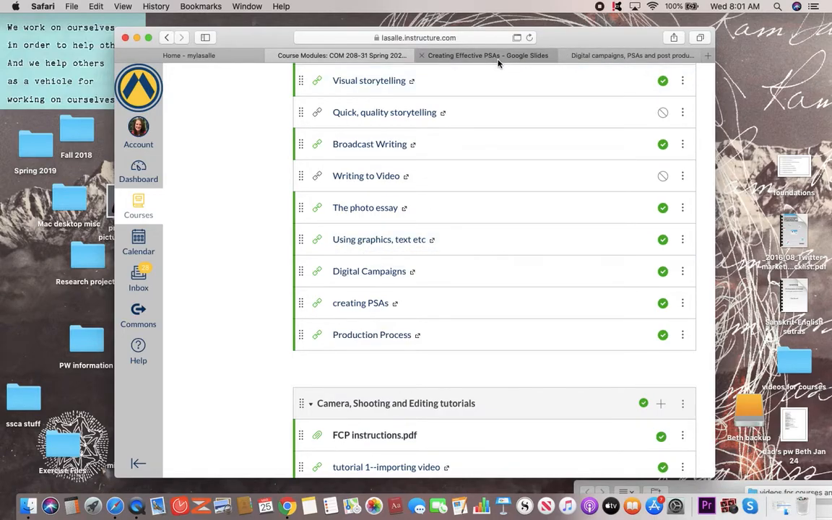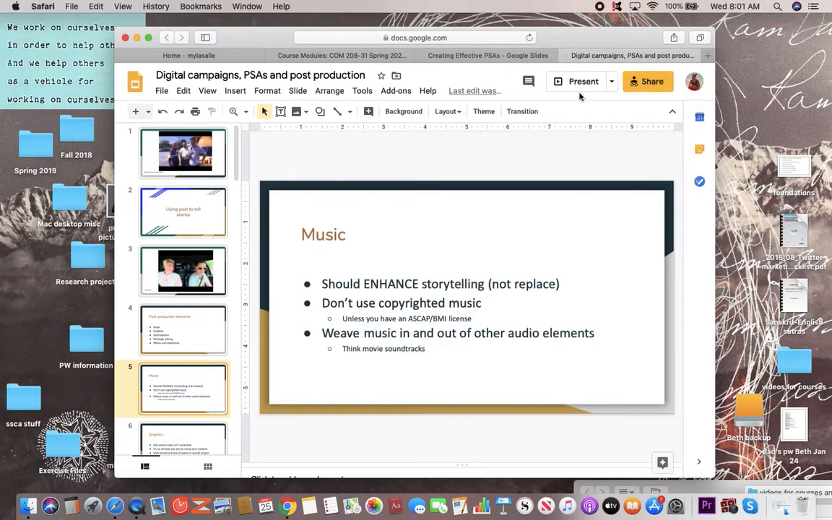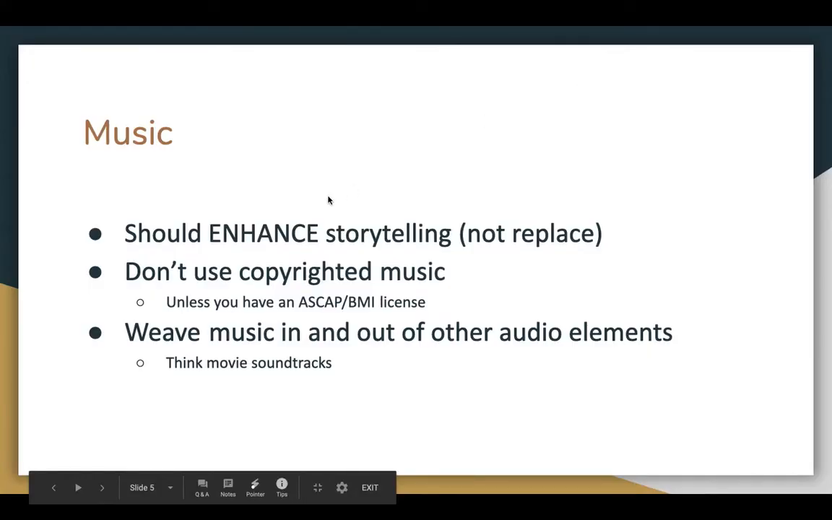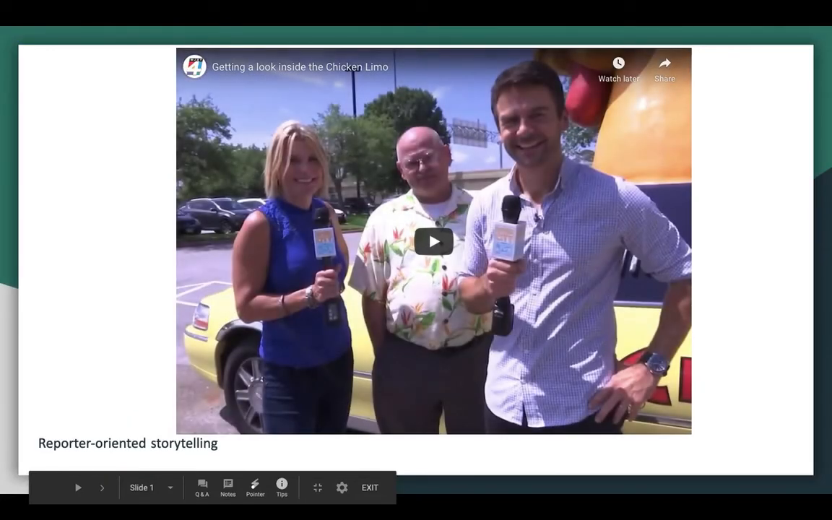Again, whoops. So I need to start at the beginning. So I would encourage you to look at this first package. This is reporter-oriented storytelling. It's a story about a chicken limo. And these reporters are kind enough to describe everything that is going on. So they are actually, and of course their interviews are describing what's going on, whereas we want to see the chicken limo actually in motion.